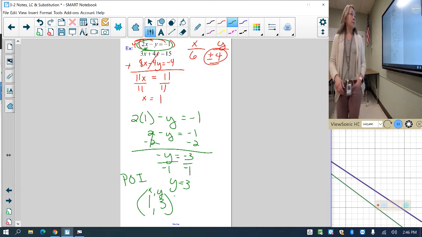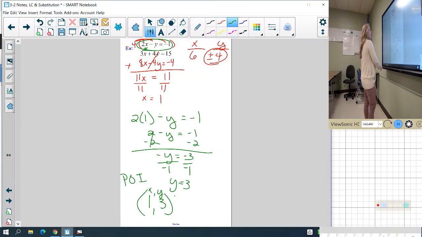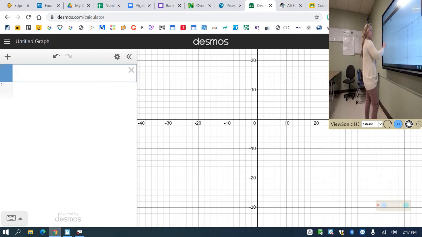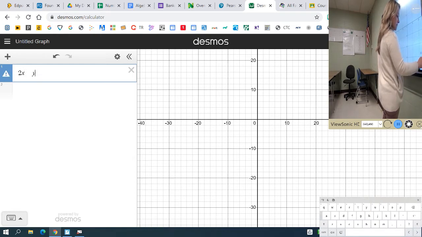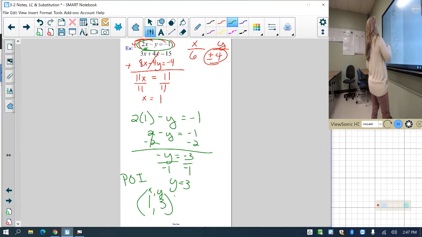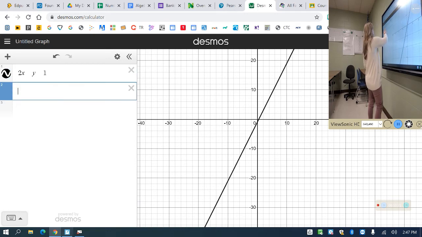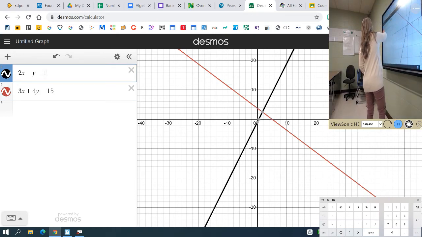Let's go ahead and graph these just to double check them. So I'm going to delete my other two lines. First one is 2x minus y equals negative 1. And the second one is 3x plus 4y equals 15. All right, let's add a negative right here.